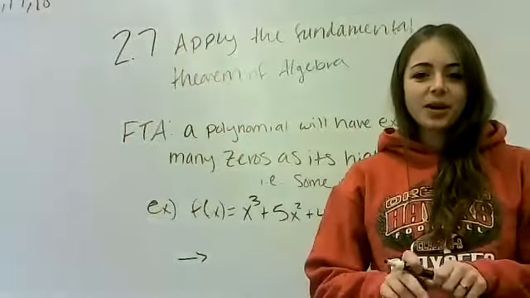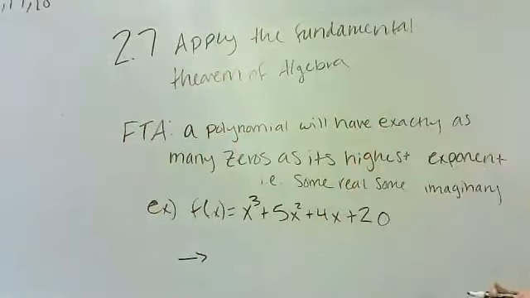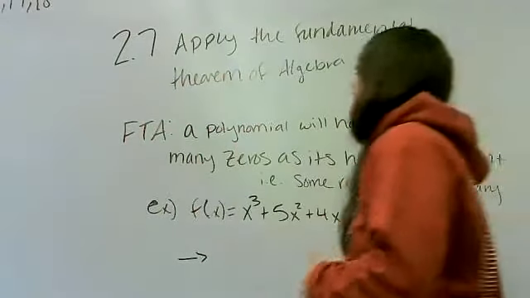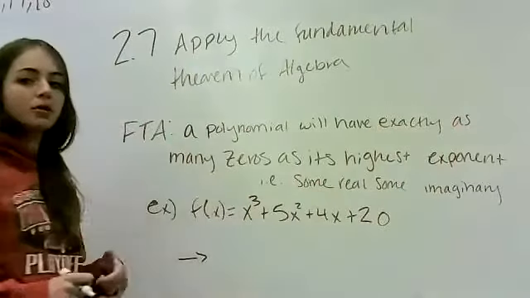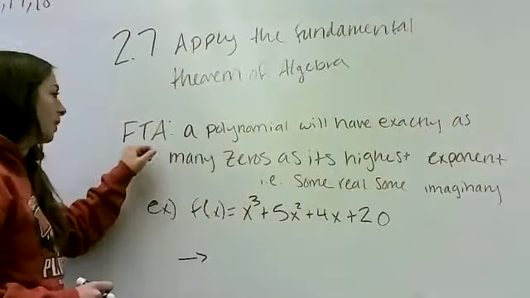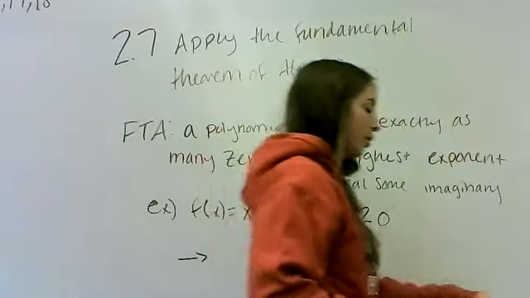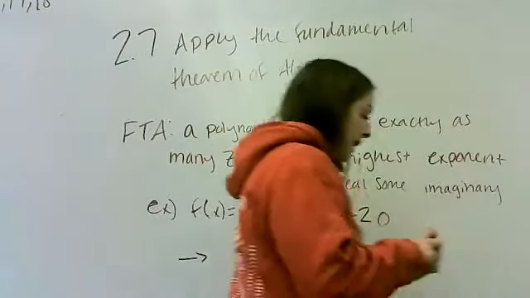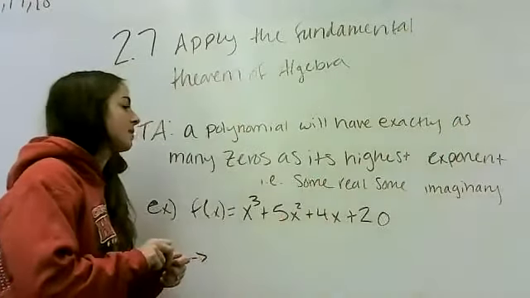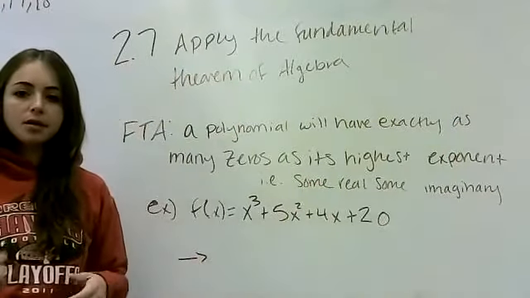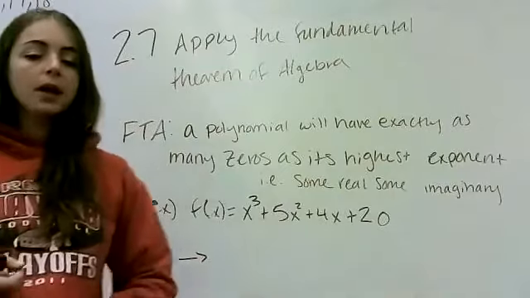Hi guys. Okay, so we're moving on to 2.7. 2.7 is applying the fundamental theorem of algebra. So I'm going to abbreviate that to FTA. When we're talking about the fundamental theorem of algebra, it is a theorem that is basically explaining how many zeros will be in a function.